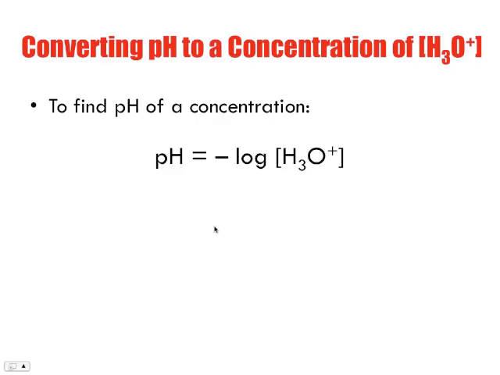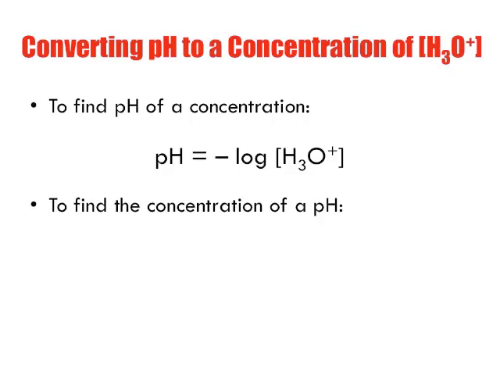We've already just looked at calculating the pH of the hydronium ion. To do that, we just find the negative log of the actual concentration of the hydronium ion. Now, what happens if we're given the pH? What we're going to be looking at right now to wrap up the lesson is to find the concentration of something when we're given the actual pH.